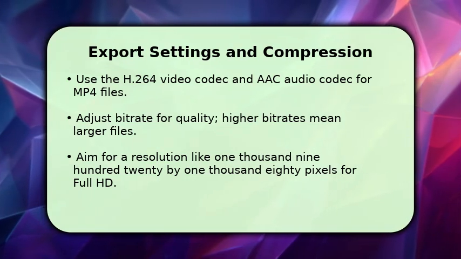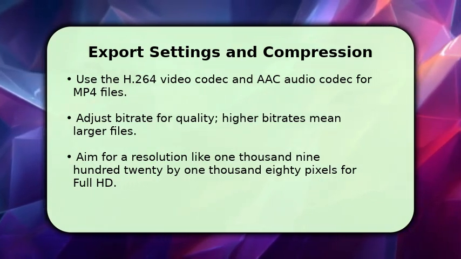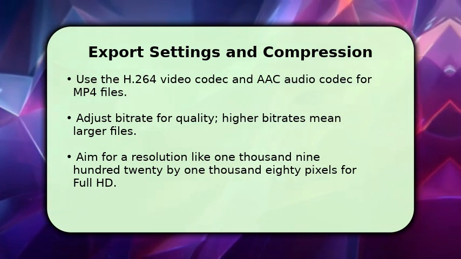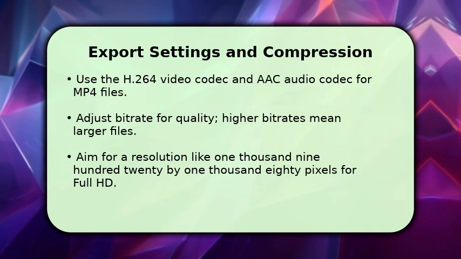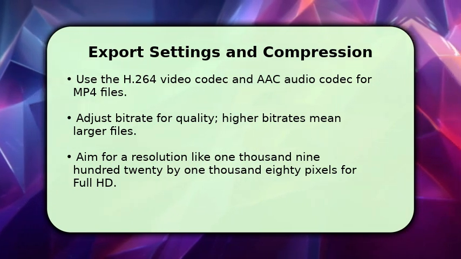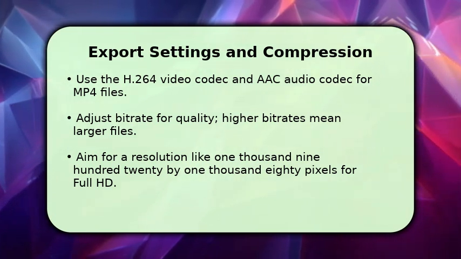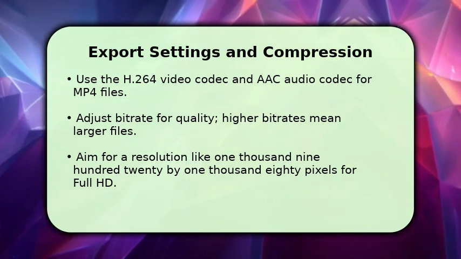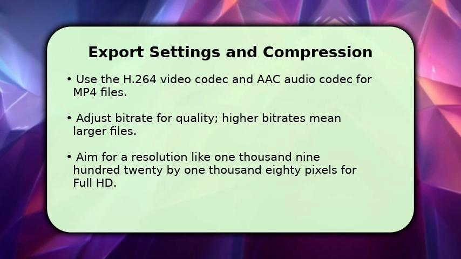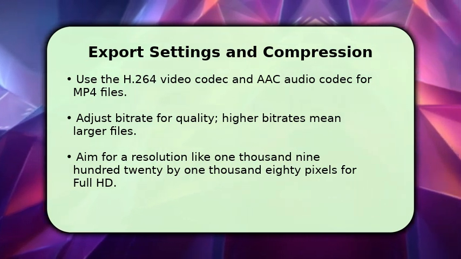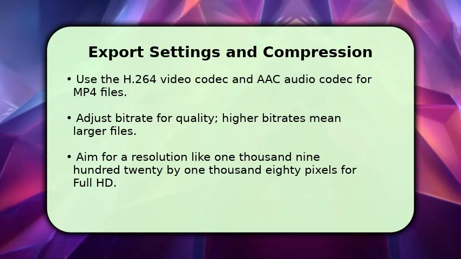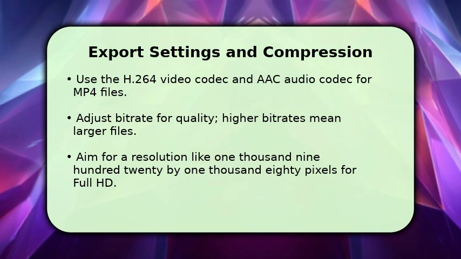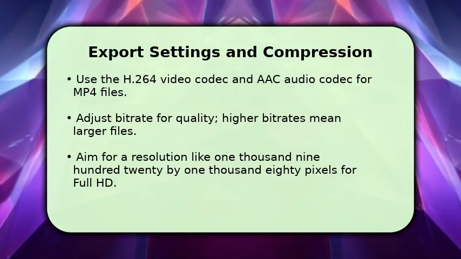When exporting, pay close attention to your settings. For MP4, the H.264 video codec and AAC audio codec are standard choices, offering a great balance of quality and file size. You'll want to set your resolution, commonly 1920 by 1080 pixels for full HD. The bitrate is key. A higher bitrate, for example, 10 megabits per second, yields better quality but a larger file. Experiment to find the optimal balance for your specific needs.